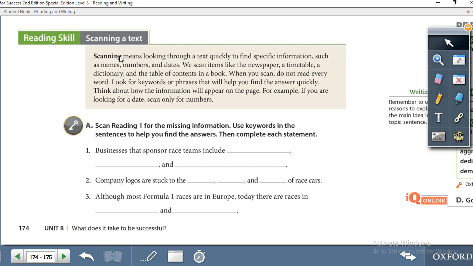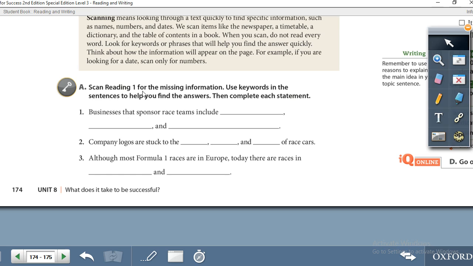Reading skill, scanning a text. Scanning means looking through a text quickly to find specific information, such as names, numbers, and dates. We scan items like the newspaper, a timetable, a dictionary, and the table of contents in a book. When you scan, do not read every word. Look for keywords or phrases that will help you find the answer quickly. Think about how the information will appear on the page. For example, if you are looking for a date, scan only for numbers. So that is what scanning a text is about.